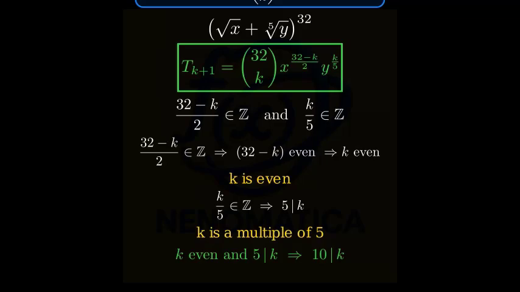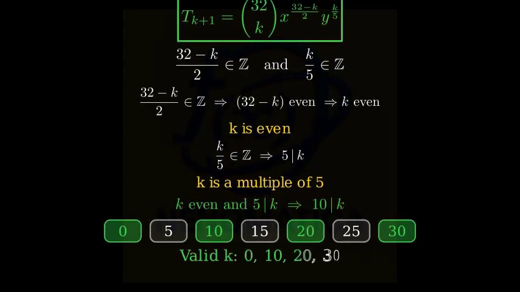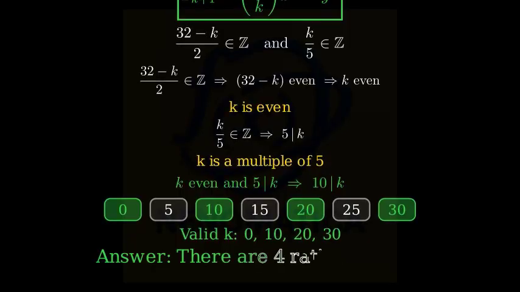Step 3. List candidates for k from 0 to 32 that are multiples of 5. They are 0, 5, 10, 15, 20, 25, and 30. Now keep only those that are also even, that is, multiples of 10. We get 0, 10, 20, and 30. Step 4. Count the valid values. There are 4 rational terms in the expansion.